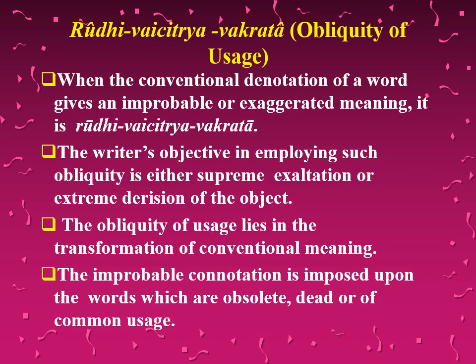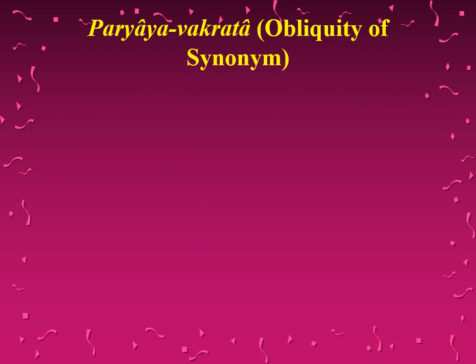And this transformation or the improbable connotation is generally imposed upon the words which are obsolete, dead, or of common usage. And here is the skill of the poet, the magic of the poet works, how beautifully he imposes the improbable connotations upon the obsolete or dead words. Then the second subcategory of Pada-Purvardha Vakrata is Paryâya-vakratā, that is called obliquity of synonyms.